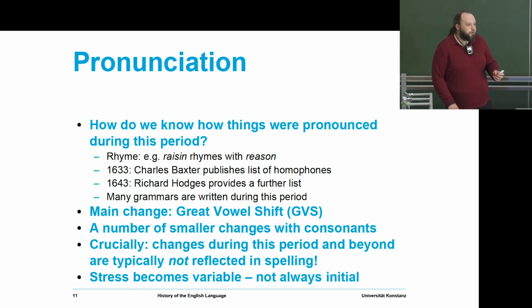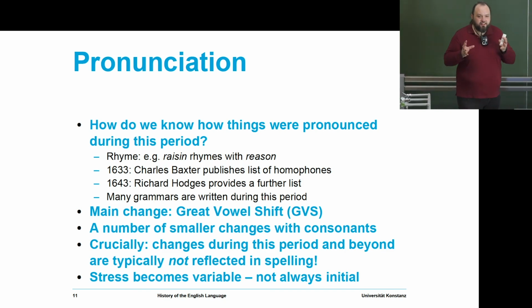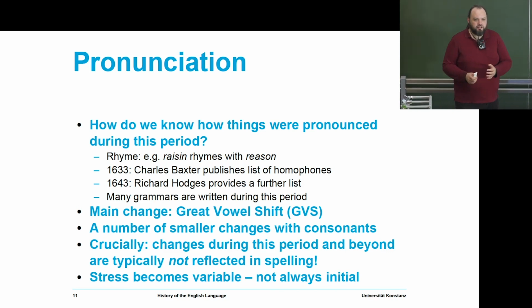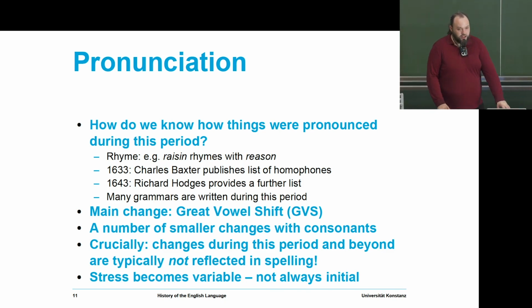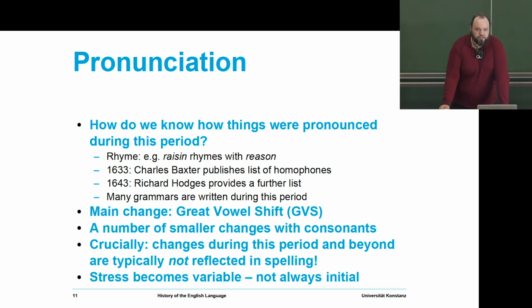But in the early modern period, and it's again to do with this standardization process, we start to see people writing texts, meta-linguistic texts about language. And crucially, for these lists of homophones and things, we see that the sound changes that occur during this period are not reflected in the spelling.